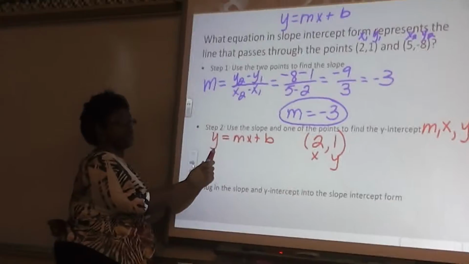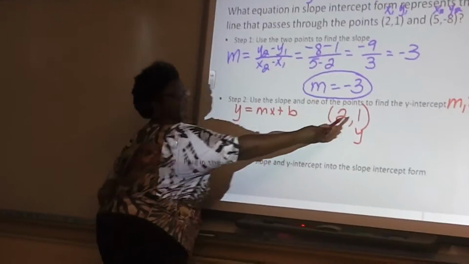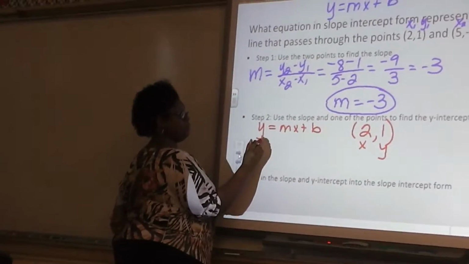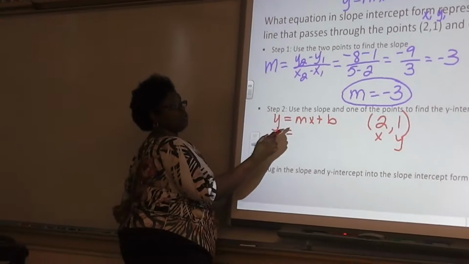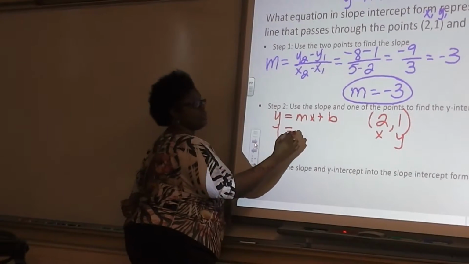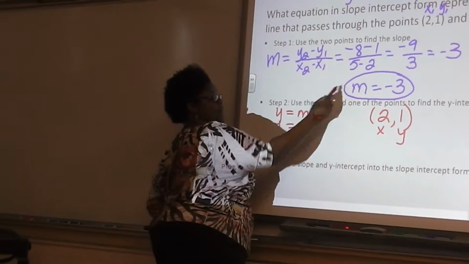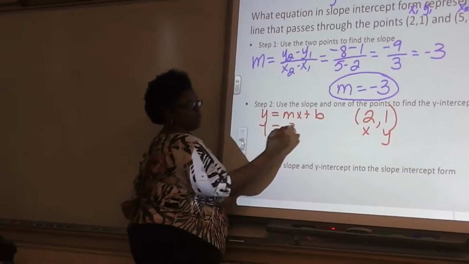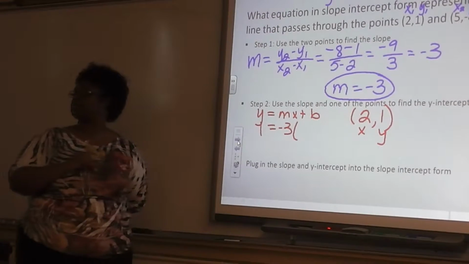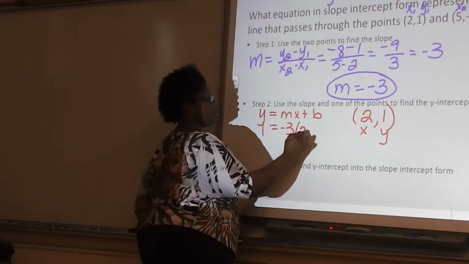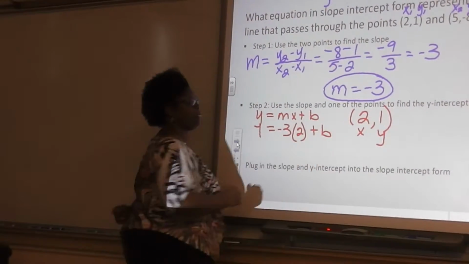For Y, what number am I going to plug in? 1. Y is 1 equals, what's my M? -3. Jalen, where'd you get that -3 from? The slope. Up here, where we found our slope. Very good. So -3 times, what's my X? 2. Very good. Plus B.